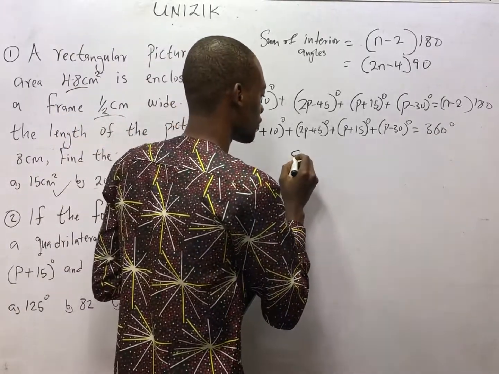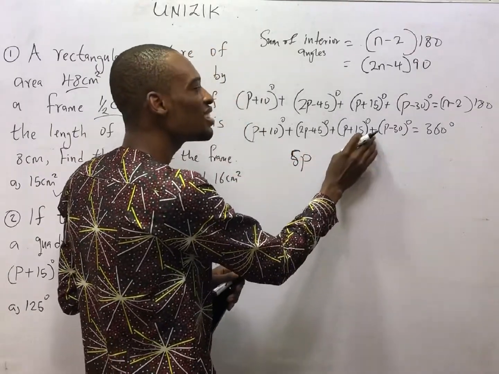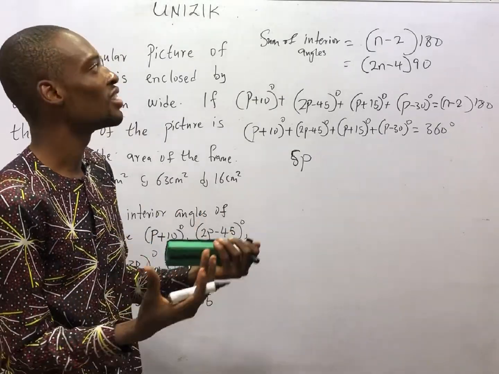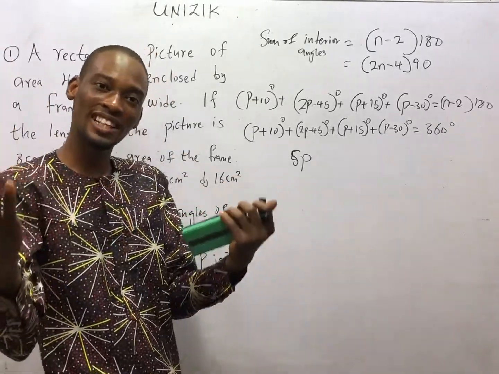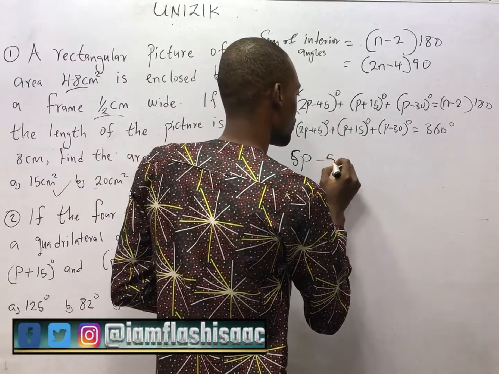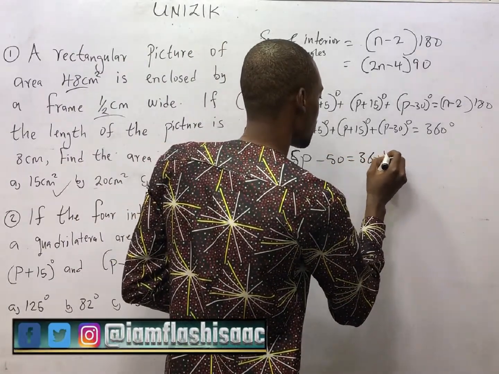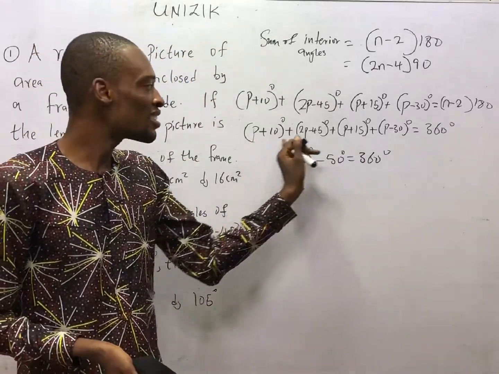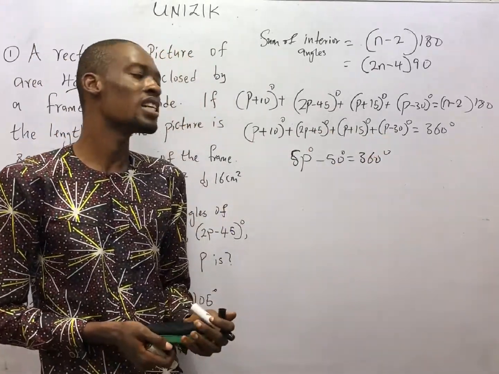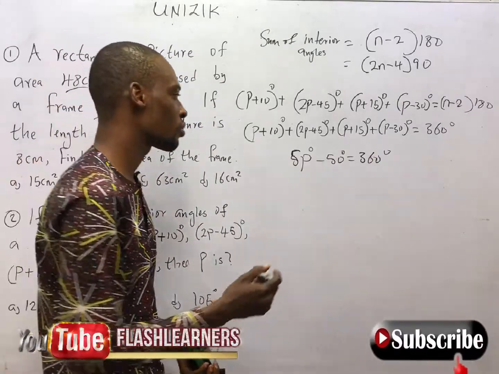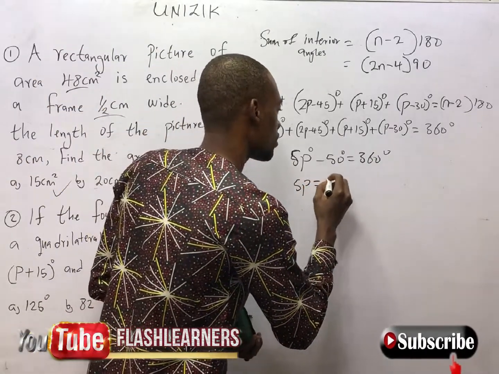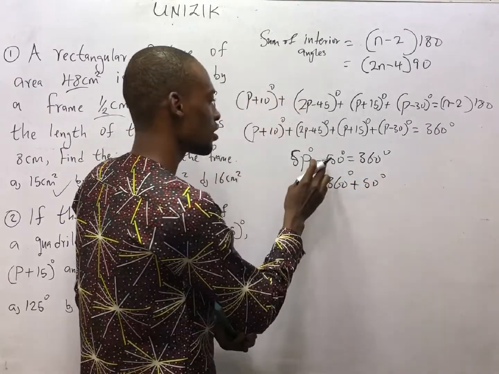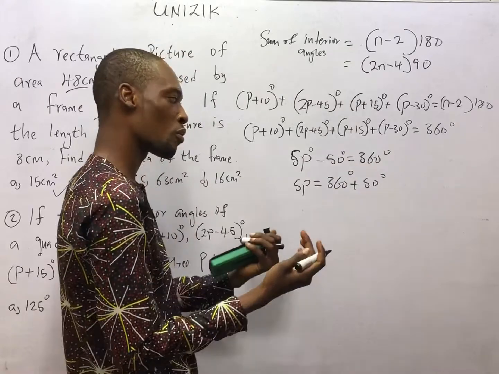Minus 20 minus 30, that is minus 50. You are owing 20, you borrowed another 30. So 5p minus 50 is equals 360 degrees. Ladies and gentlemen, anyhow you choose to do it, add the ones with p, add the numbers, you get minus 50. So 5p is equals 360 degrees plus 50 degrees. This moves to the other side to become positive.